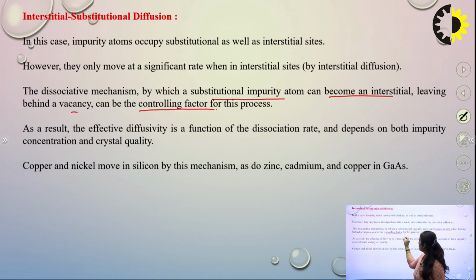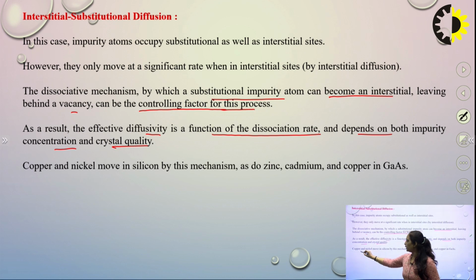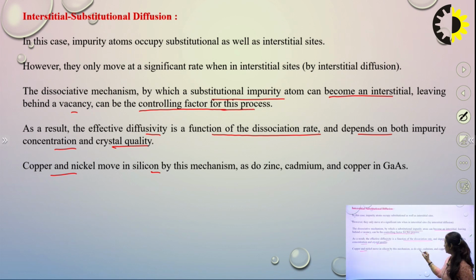It can be the controlling factor for this purpose, and as a result the effective diffusion is a function of dislocation rate, and it depends on both impurity concentration as well as the crystal quality, because your crystal quality will tell you how many vacancies are there. And copper and nickel move in silicon by this interstitial-substitutional mechanism, and zinc, cadmium and copper in gallium arsenide.